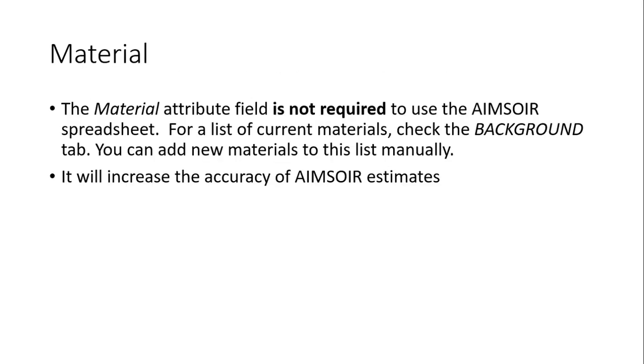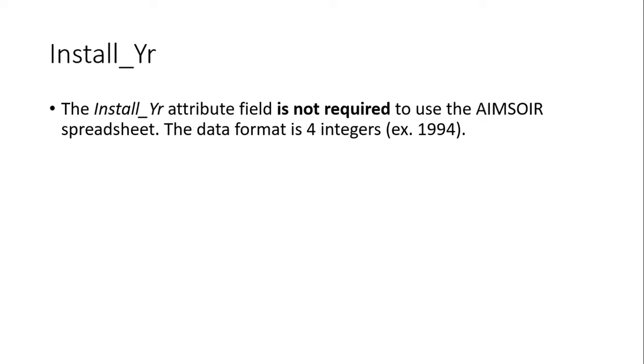The material field is not required. However, it will increase the accuracy of the AIMSOIR estimates. There is a current list of materials similar to feature codes, a standard list that are in the background tab. Also similar to the feature code, you can add new materials to this list manually. Install year is not required. It's just good to know when your infrastructure was put in for reference. The data format is 4 integers, like 1994.